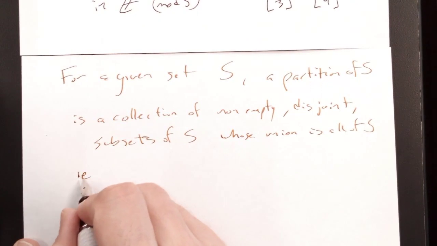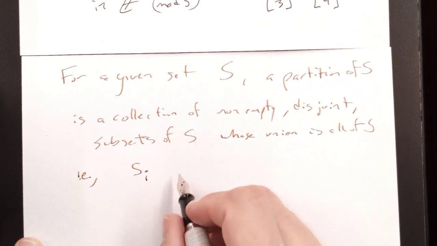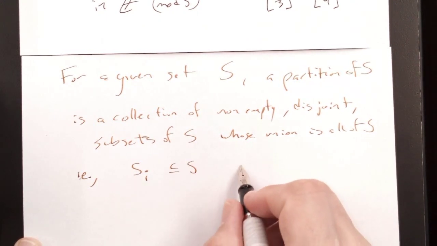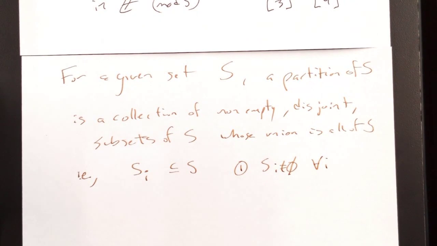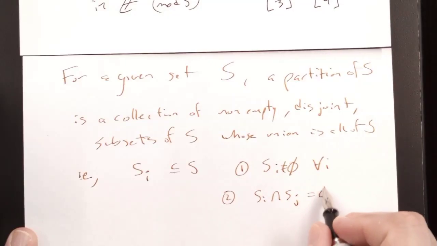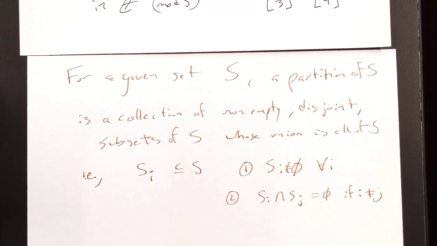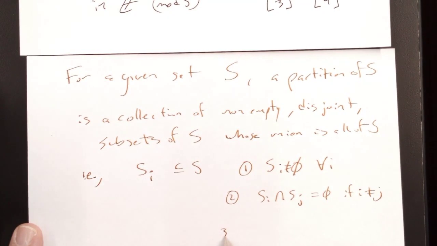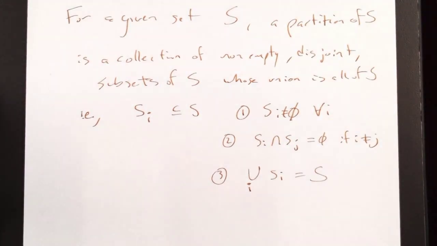Let's call the sets S_i. They're all non-empty. If I pick up two of them and they're different, then their intersection is empty. And the union over all possible values of i of S_i is all of S. That's the three conditions I need to say I have a partition.